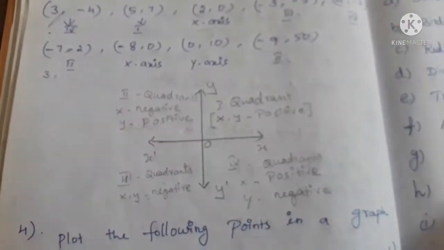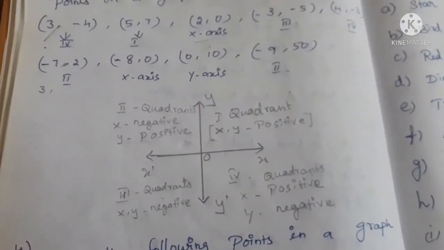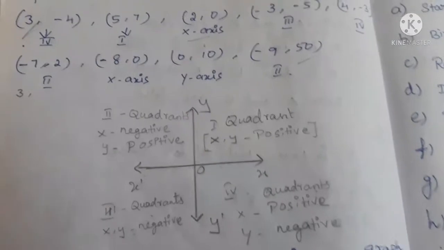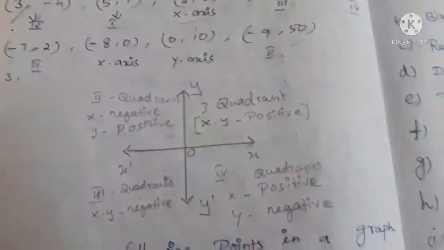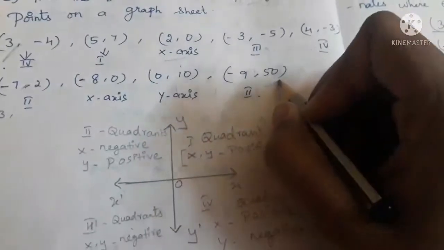Minus 8 comma 0 means you can automatically write it as x axis, because the y coordinate is given as 0. And 0 comma 10 means you can directly write it as y axis, because the x coordinate is given as 0. Then 0 comma 50. Whatever the number may be, 100, 200,000 or 1 lakh, that will lie on the positive y-axis only. So don't worry about the number.